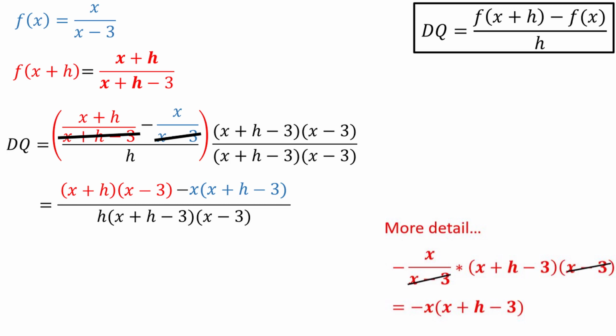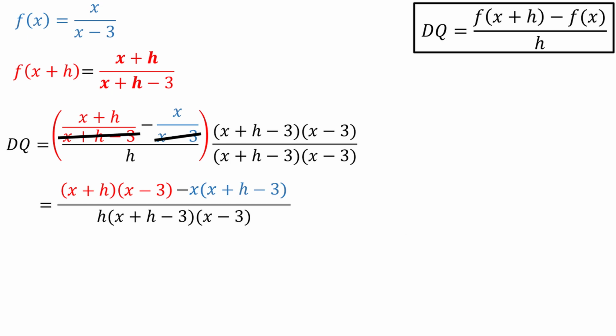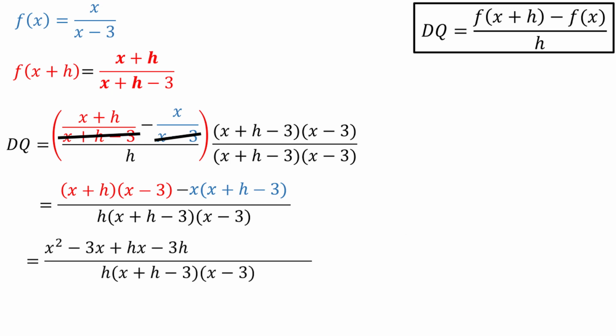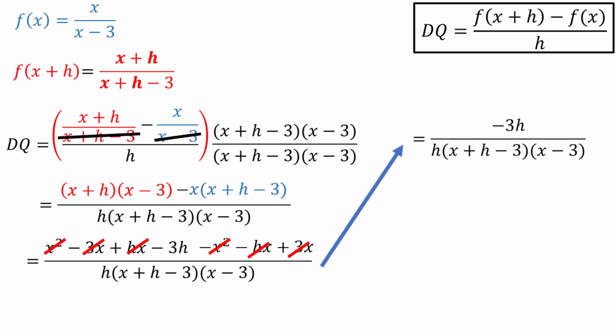Now we can simplify. Foiling the first term in the numerator, we have x squared minus 3x plus hx minus 3h. And distributing the second term, we have negative x squared minus hx plus 3x. Now comes the fun part. Almost everything cancels. The x squared terms cancel, the hx terms cancel, and the 3x terms cancel. All we have left is negative 3h on the numerator.